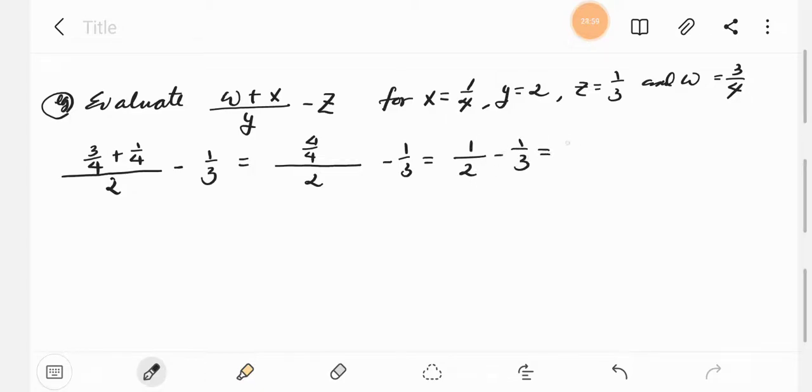The denominators are 2 and 3, so the LCM of the denominators is 6. So 1 over 2 becomes 3 over 6, and 1/3 becomes 2 over 6. So this is equal to 3 minus 2 over 6, so 1 over 6. So we can simplify this expression to 1 over 6.